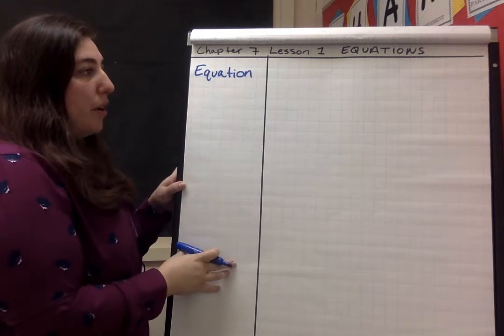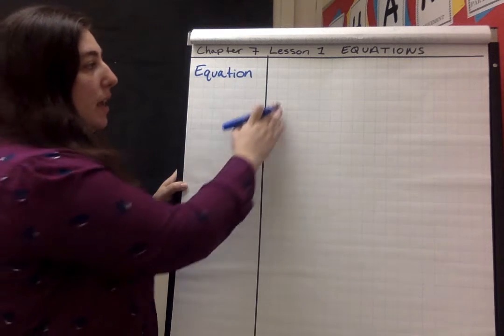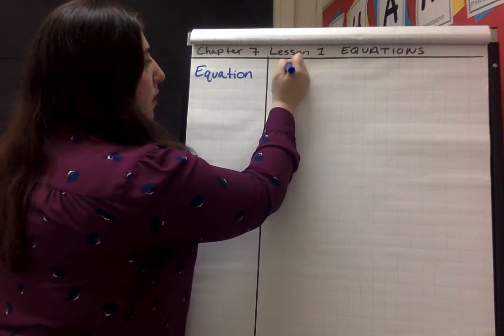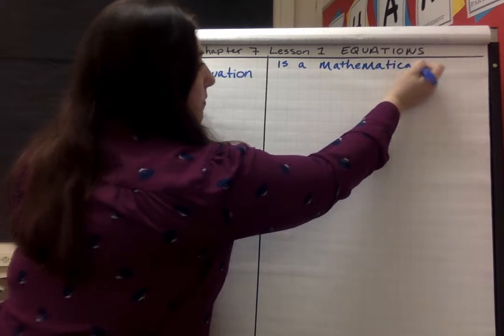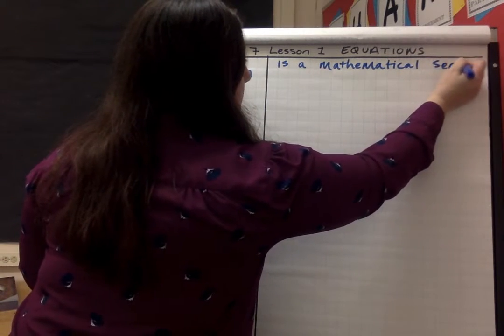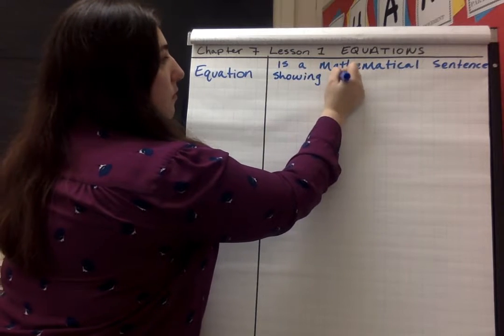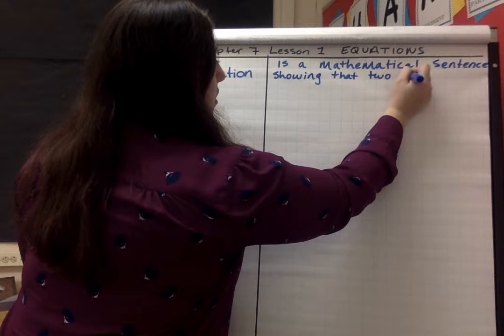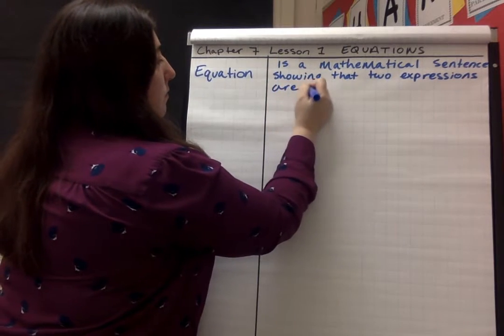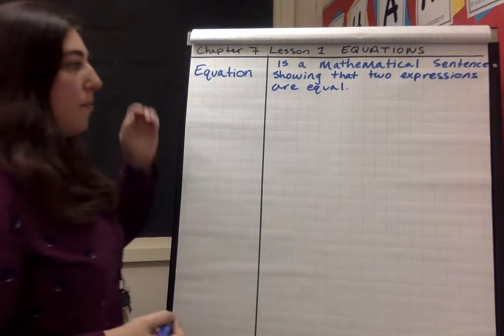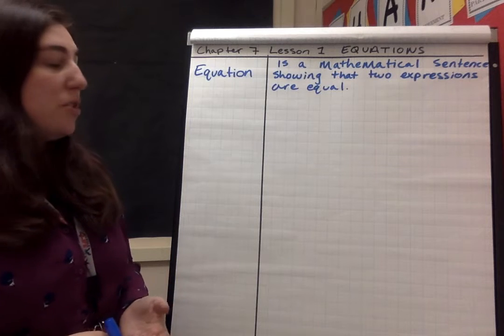Remember this is our main ideas column, and this is our notes column. We're starting off by writing the word equation, and here's our definition. An equation is a mathematical sentence showing that two expressions are equal. Okay, let's just reread that. An equation is a mathematical sentence showing that two expressions are equal.